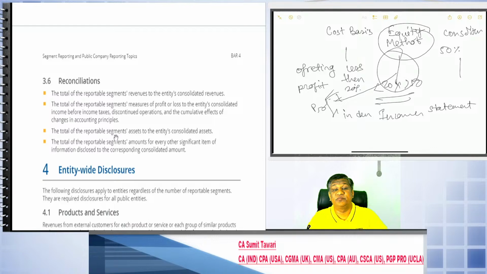The total of the reportable segment assets to the entity's consolidated assets, that also we need to provide, and the total of the reportable segment amounts for every other significant item of information disclosed to the corresponding consolidated amount. That also we need to provide. So these are basically the reconciliation of the amounts which differ from the reportable segments. We just need to give a justification in the reconciliation.